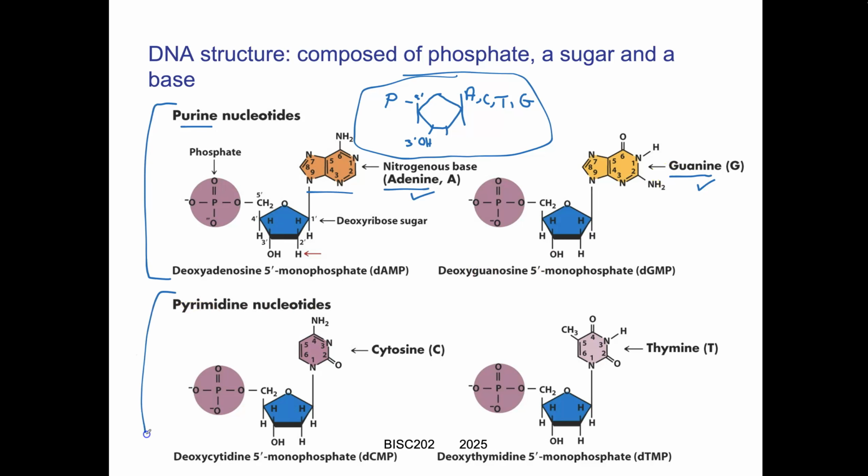And then the pyrimidines are the ones with single rings, and they are cytosine and thymine. The way I remember which is which is that purine is the shorter name, but the bigger molecule, because it has two rings instead of one ring. And those are the kinds of things I often use to help me remember or figure out how something works.